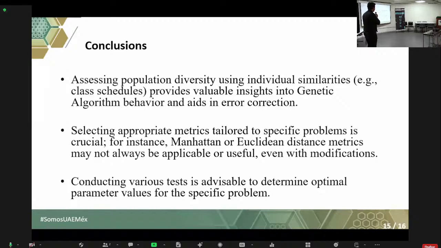My conclusion, the first point: assessing population diversity using individual similarities provides valuable signals into genetic algorithm behavior, and in error correction, selecting appropriate metrics for the specific problem is crucial. For instance, Manhattan and Euclidean distance metrics may not always be applicable or useful, even with modification. Conducting various tests is necessary to determine optimal parameter values for the specific problem.